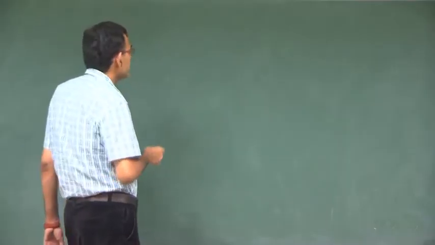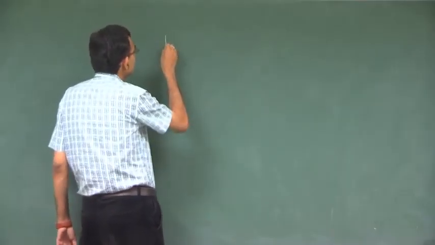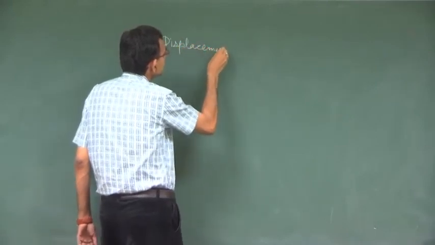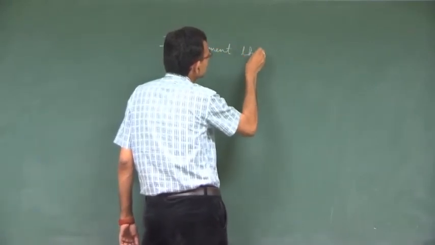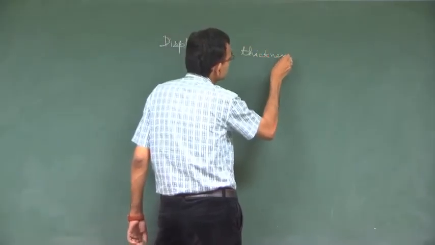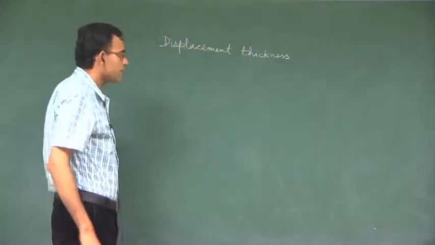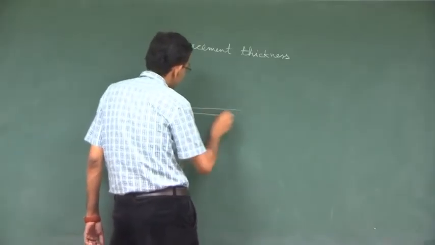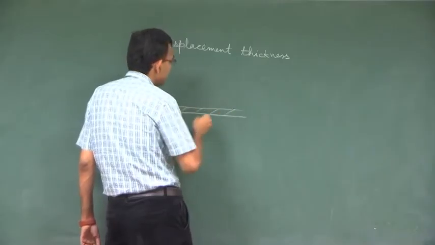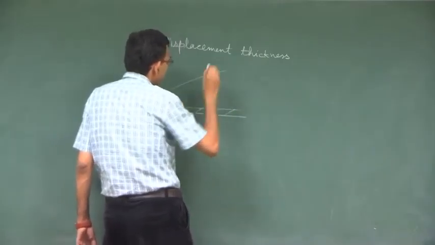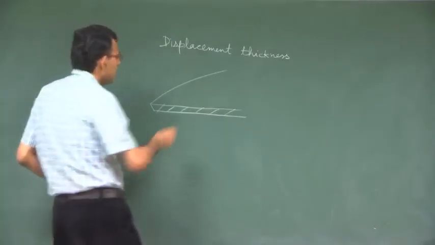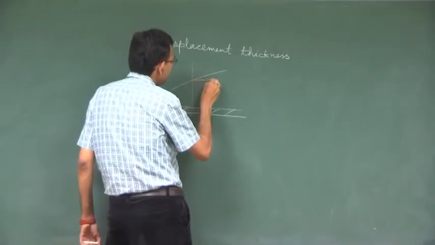So, today we will continue with that and we will learn two important definitions. First is displacement thickness. So, the concept is like this. If you have the flat plate as an example, you have the boundary layer, and you have the velocity profile in the boundary layer like this.